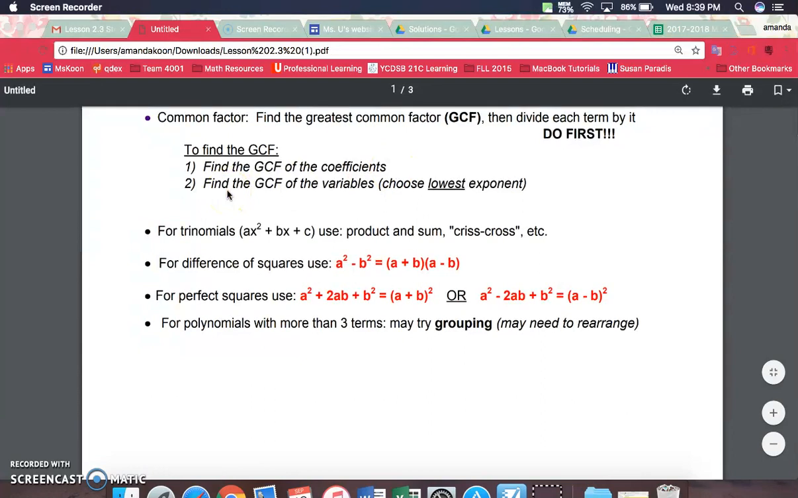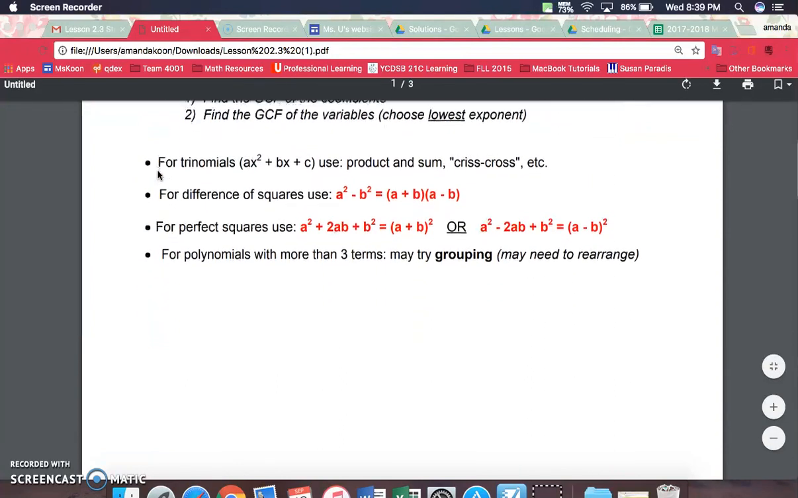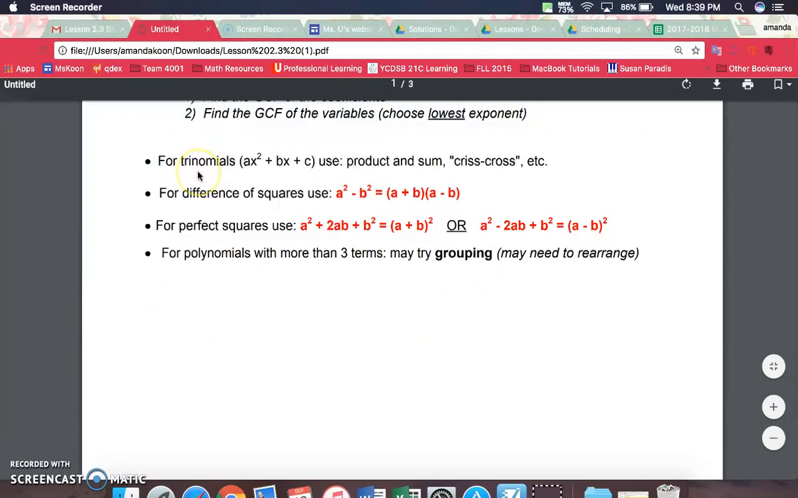Secondly, you're going to identify the greatest common factor of the variables. To do this, first identify the variable that is shown in every single term in your polynomial. Then the variable with the lowest exponent will give you the greatest common factor of that particular variable. Once you have identified a common factor and factored it out of your polynomial, you will look at the new factors and decide whether any of these rules apply.